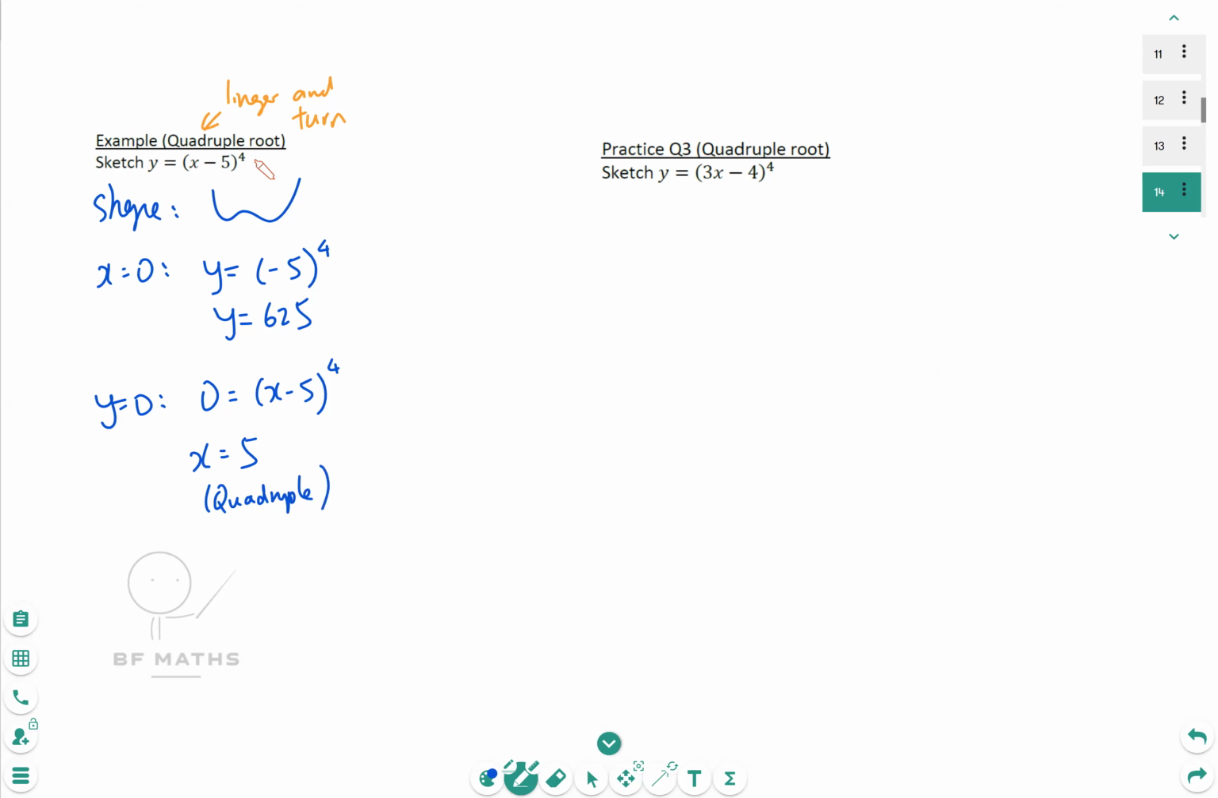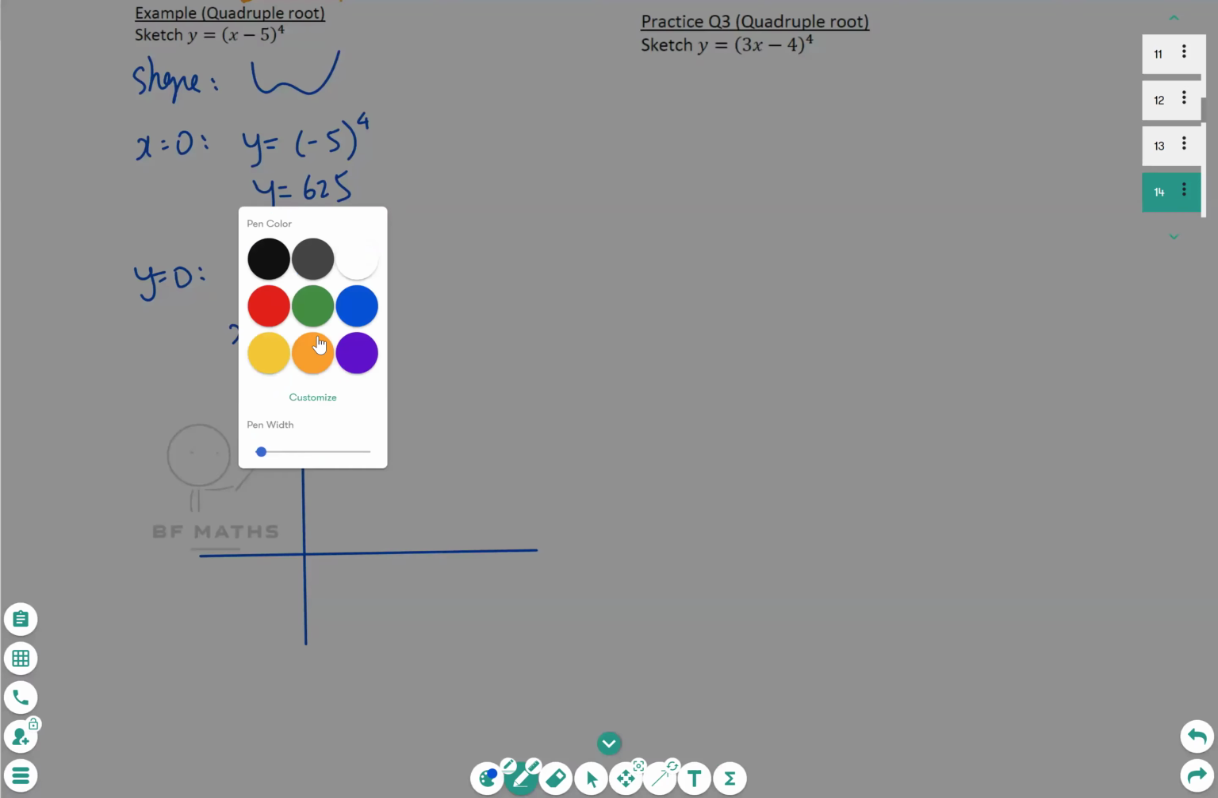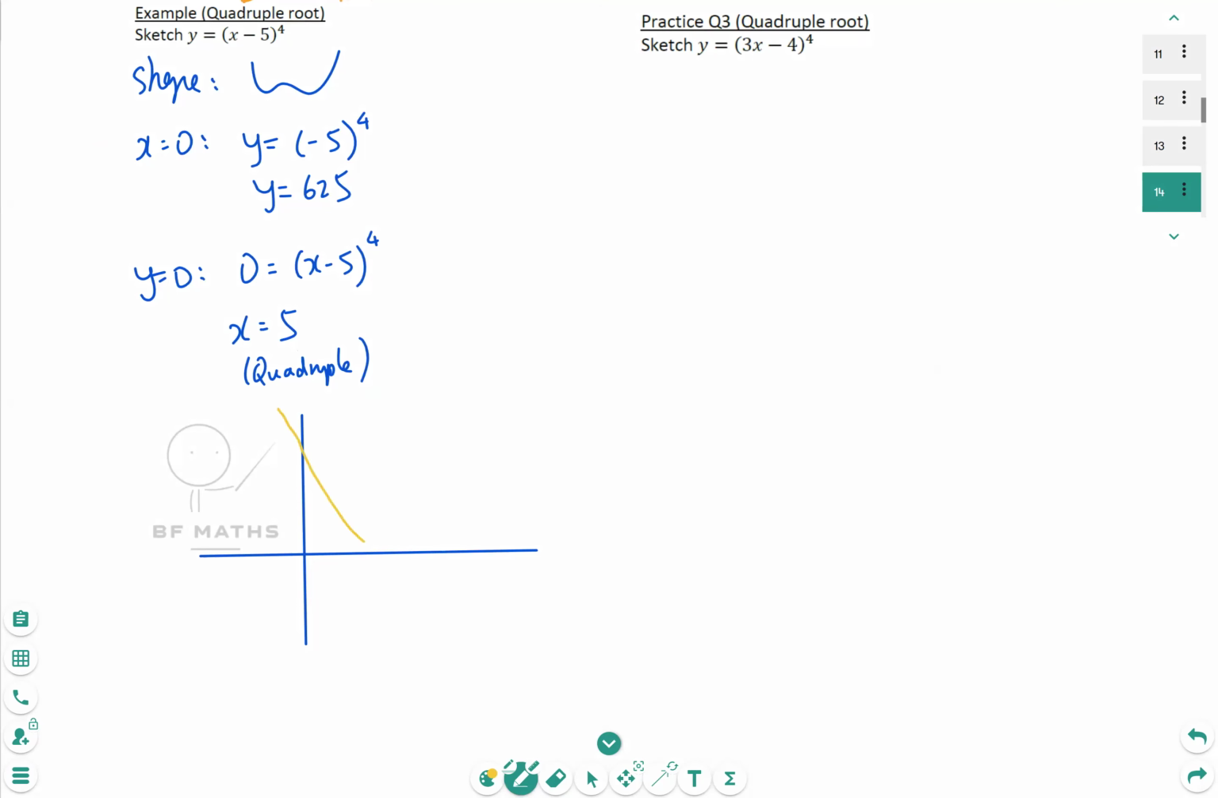So what it means is, we sketch a graph, it could look like this. So linger and turn. We start from positive, we start the U shape. Let me use a different color. So come down here. There's only one root, x equals 5, and then go up like this, just like that. Almost like a quadratic, but it's not the same as a quadratic. So x equals 5, and that's the answer.